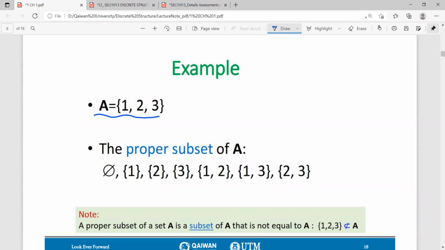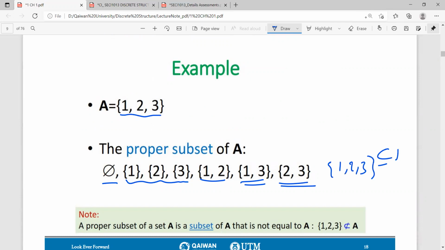The proper subsets of A are 1, 2, 3, as you see, and also the empty set. And 1 and 2, 1 and 3, 2 and 3. But the set of all elements of A, which is 1, 2, and 3, is a subset of A, but not a proper subset of A.